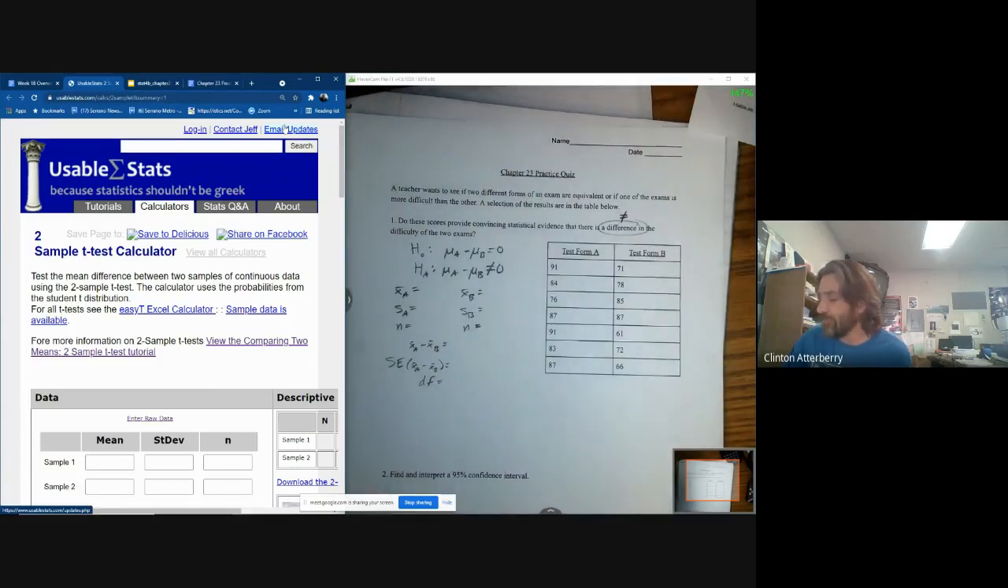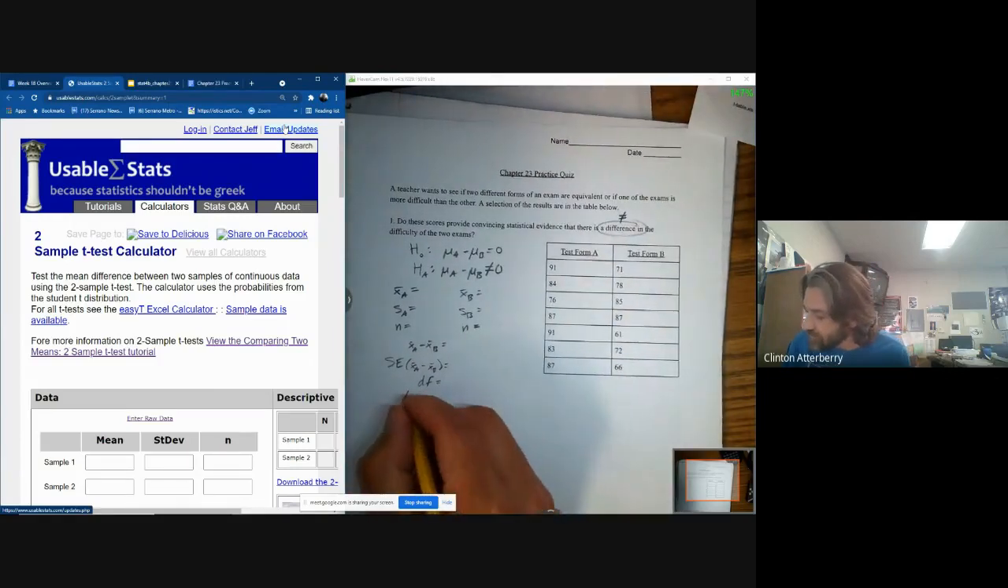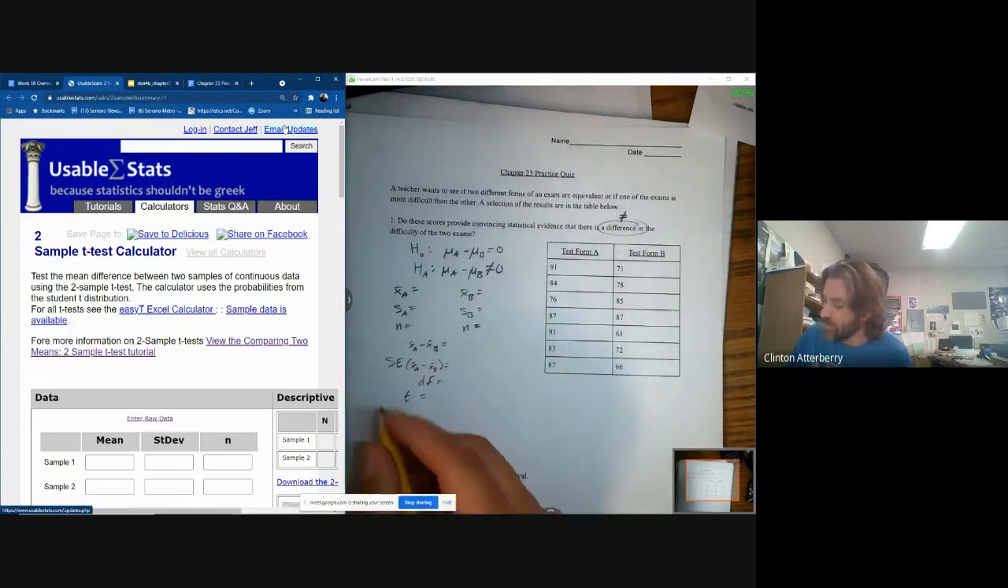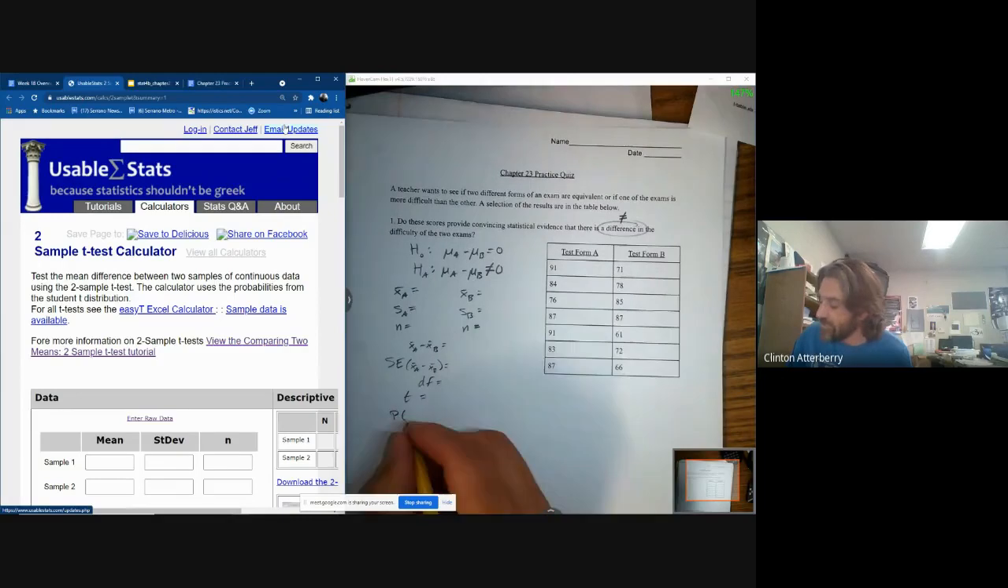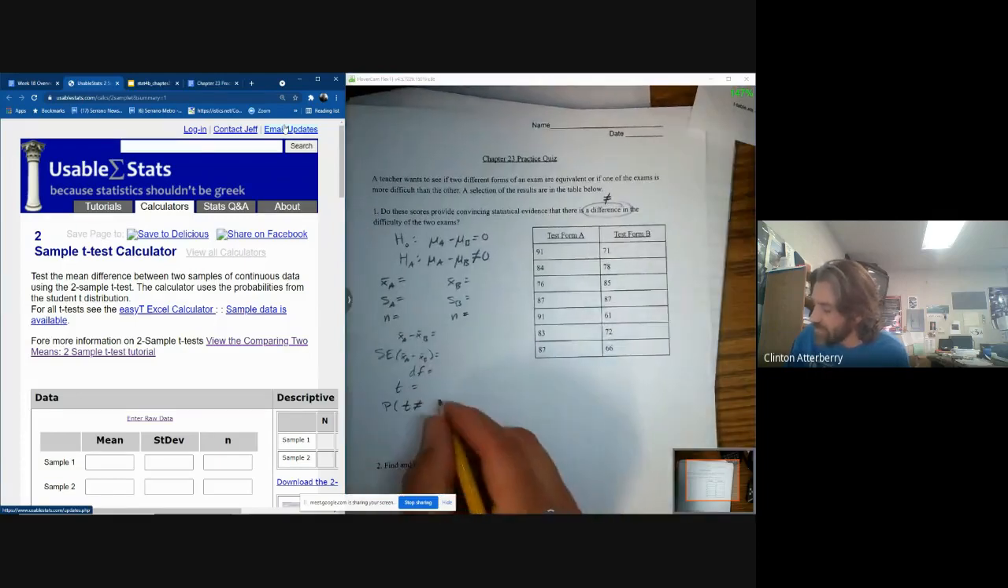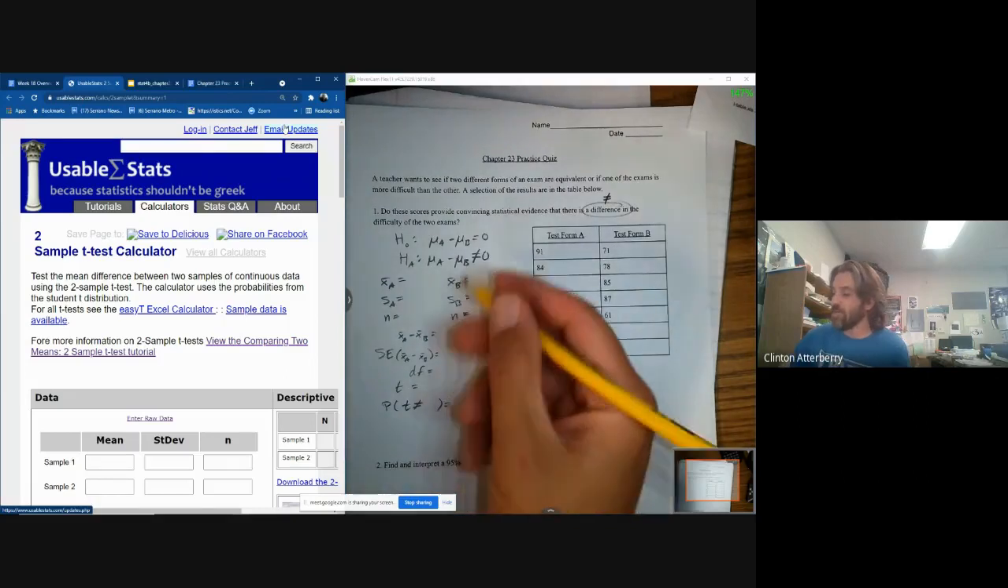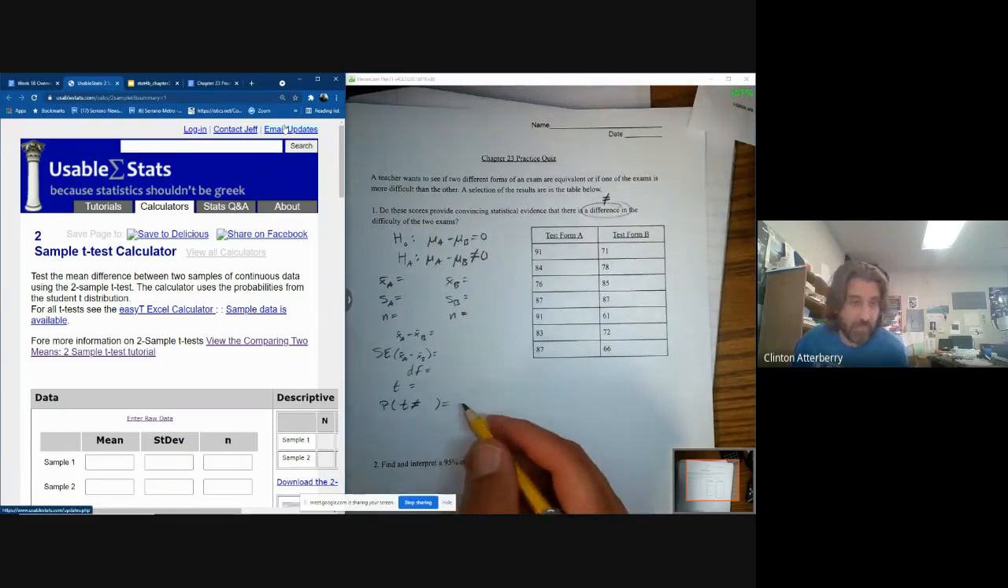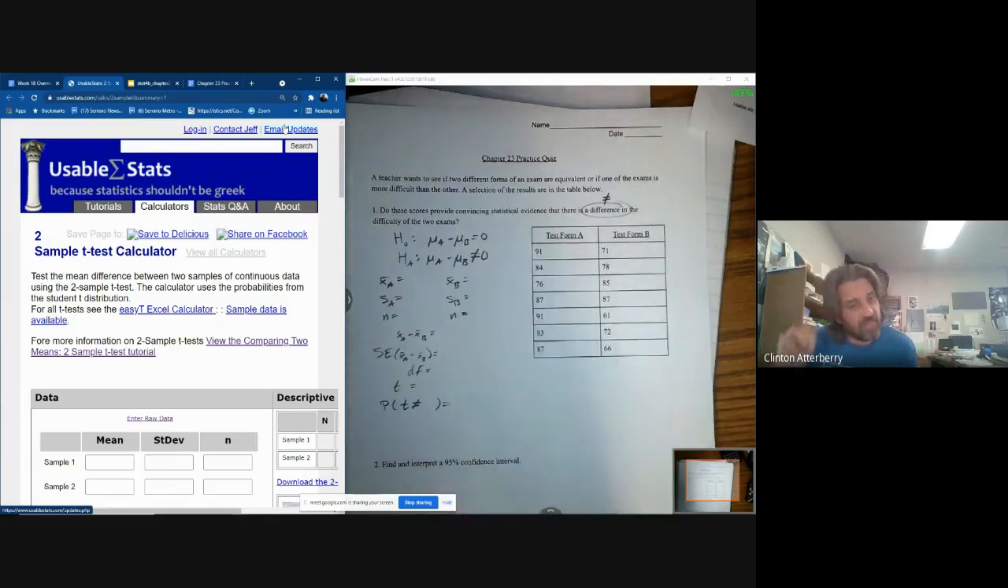What else will we need? We'll need to calculate our t-score. And then we will have to find the probability of getting a t-score that's not equal to whatever we get there. All these steps will tell us this answer here, the probability. If that probability is a very small chance, less than 5%, less than 0.05, then we will reject the null hypothesis. If it is greater than 0.05, then we'll fail to reject it.